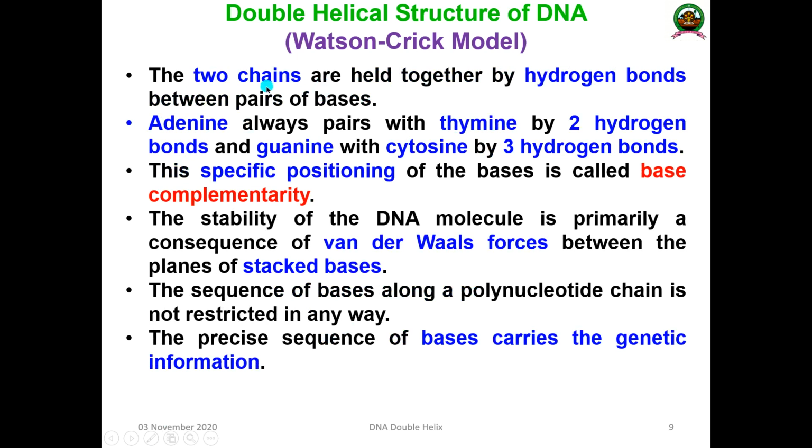Then the two chains are held together by hydrogen bonds. We have already discussed, held by the bases. Okay, nitrogenous bases, and the adenine always pairs with the thymine by 2 hydrogen bonds, and guanine always with the cytosine by 3 hydrogen bonds. Okay, this specific positioning of the bases is known as complementarity. Okay, and this is very very important.